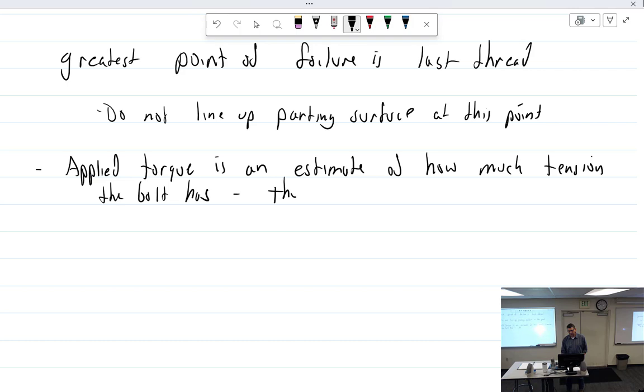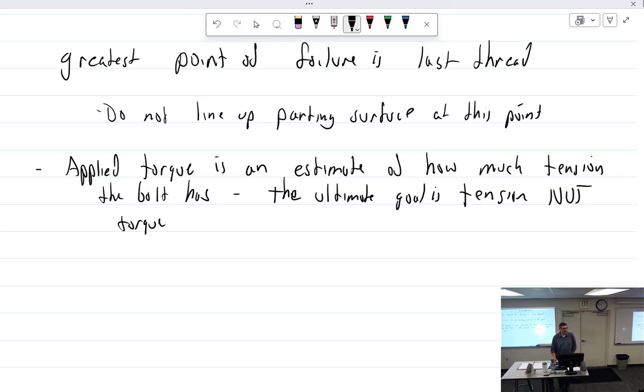The ultimate goal is tension, not torque. So what am I saying? We're given a torque chart that tells us to twist a bolt to a certain amount of foot-pounds or inch-pounds, which is literally a foot-pound is 1 pound at an arm that is 1 foot. 1 inch-pound is really 1 pound at an arm that's 1 inch, right? So they're telling us how much twist to put on it, but we don't care about twist. Twist is not important at all. What is important? How much pull is on it.